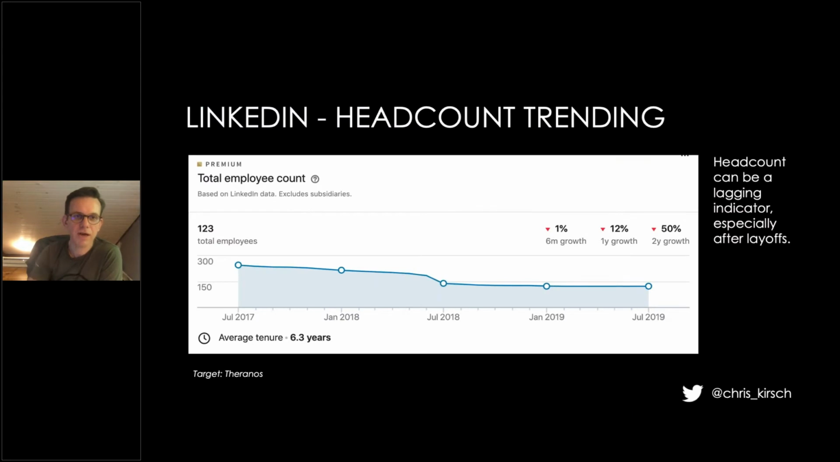The second thing I look at, and now we're getting into territory where you have to have a paid LinkedIn account, is the headcount trending. I love that even more than just the headcount itself. This is Theranos again. We're seeing that there were close to 300 employees a while back, and then in July 2019 they were down to 123. So something happened, like in June, July 2018, when they lost a lot of people. This is really good to see the overall trend. Are they growing? Are they stagnating? Or are they actually going down?